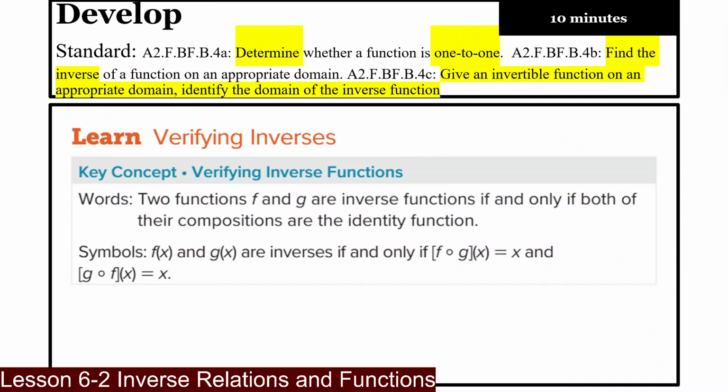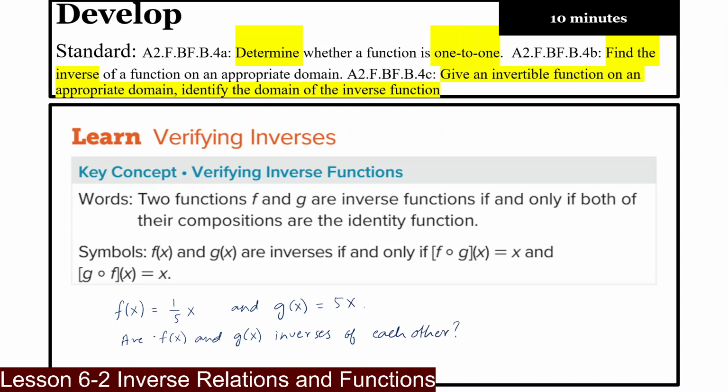So for example, we know that f of x equals 1 over 5x and g of x equals 5x. So the question is, are f of x and g of x inverses of each other? That's the big question. So how do we find out if they're inverses of each other?